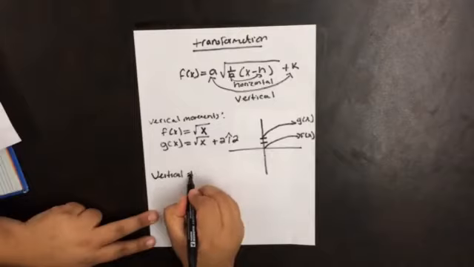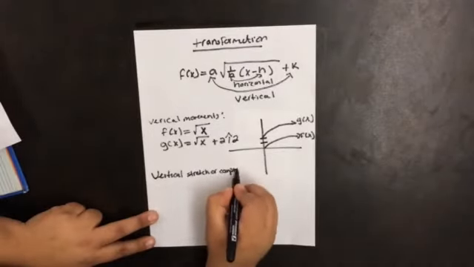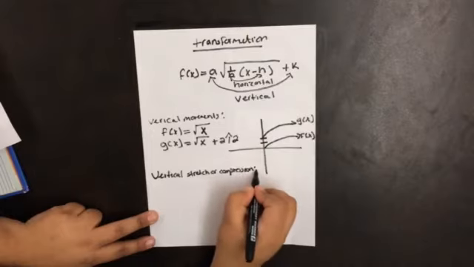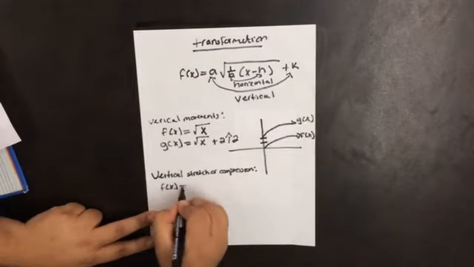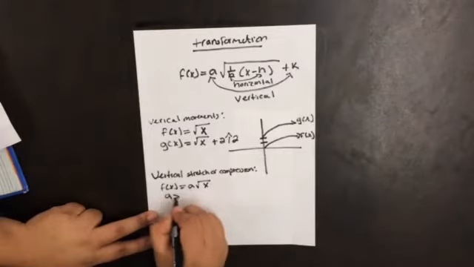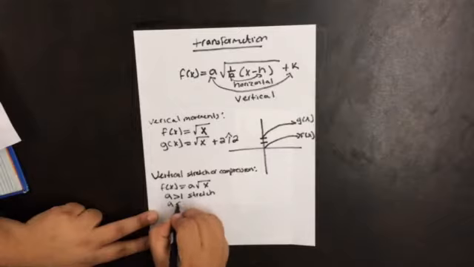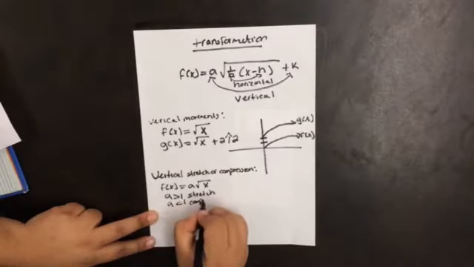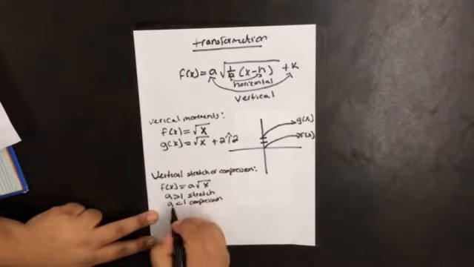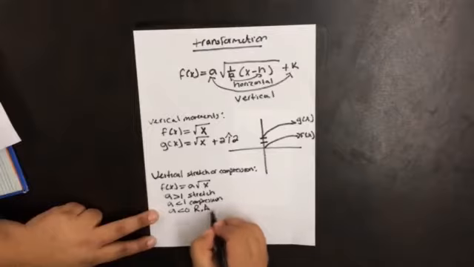Okay. Now let's talk about vertical stretch or compression. So we have f of x equals a times the square root of x. If a is greater than 1, then it's a stretch. If a is less than 1, it's a compression. And if a is less than 0, it's a reflection across the x-axis.